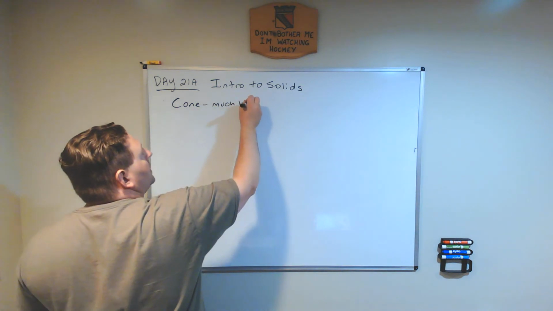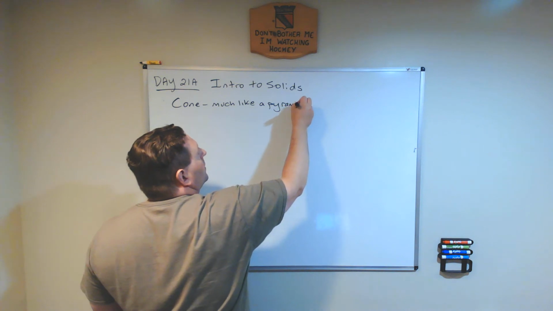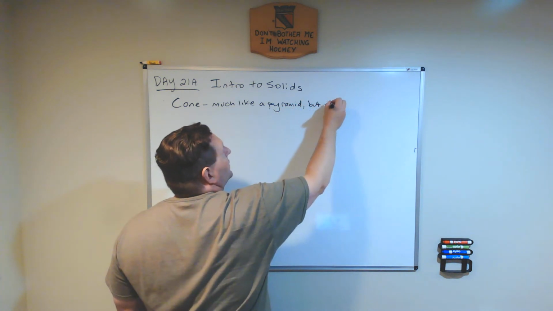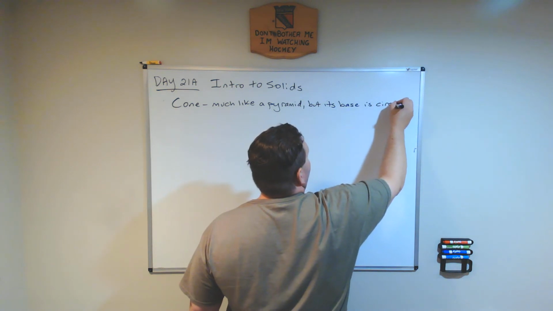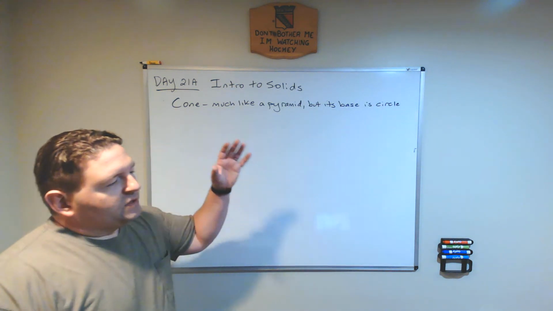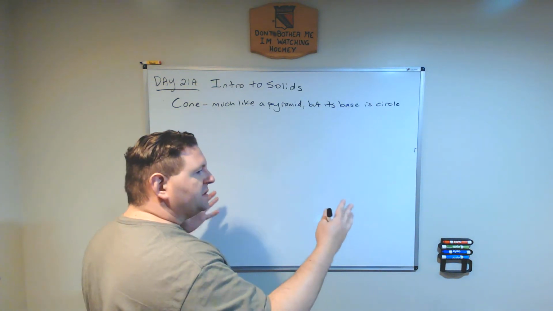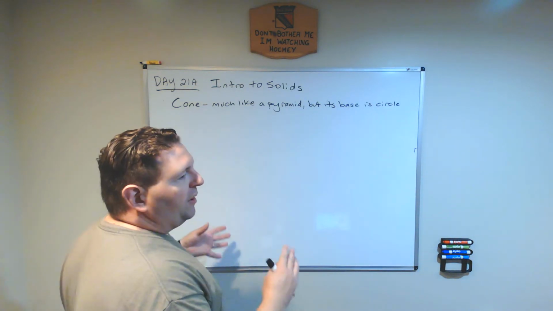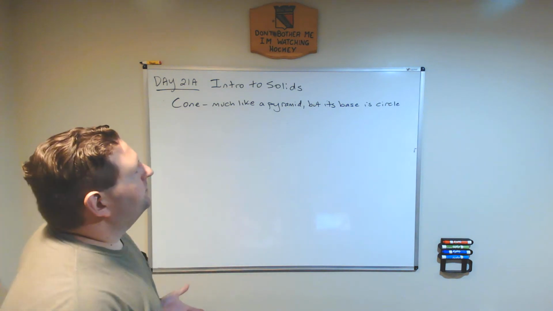Much like a pyramid, but its base is a circle. You've probably seen that before. It's the same thing, right? So we had prisms and then cylinders, when you made those circles on the ends. And now you have a pyramid, and now when you make that base a circle, it's a cone.